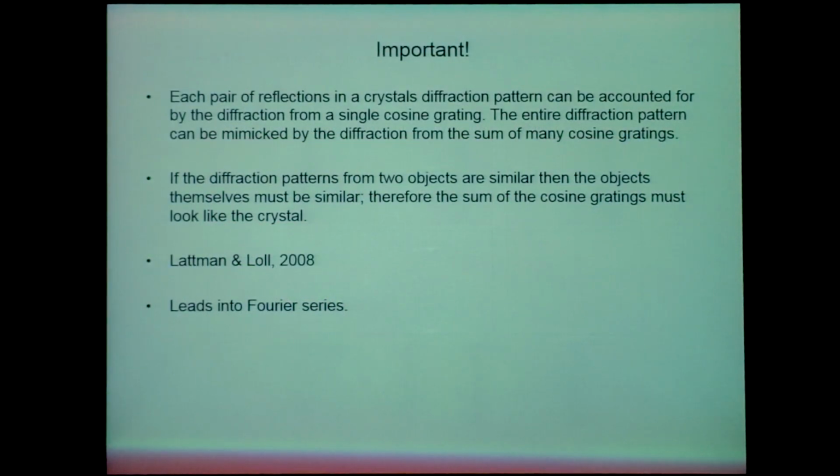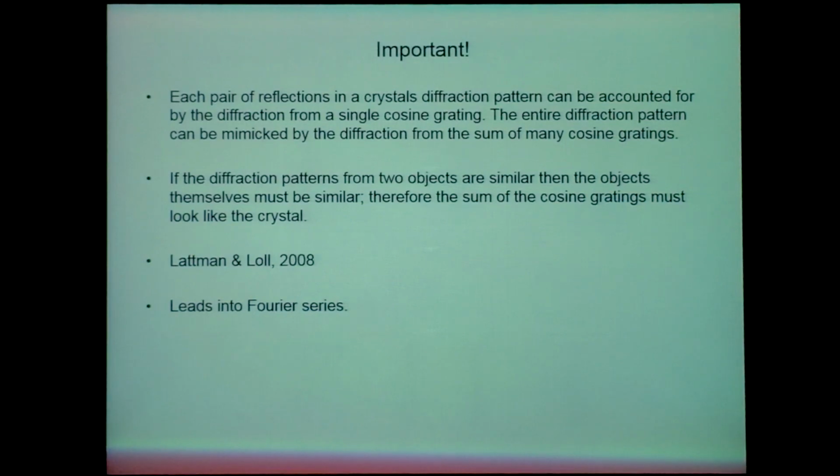Okay. So each pair of reflections in a crystal's diffraction pattern can be accounted for by the diffraction from a single cosine protein. The entire diffraction pattern can be mimicked by the diffraction from the sum of many cosine proteins. And if the diffraction patterns of two objects are similar, then the objects themselves must be similar. And therefore, the sum of the cosine gradients must look like the crystal.